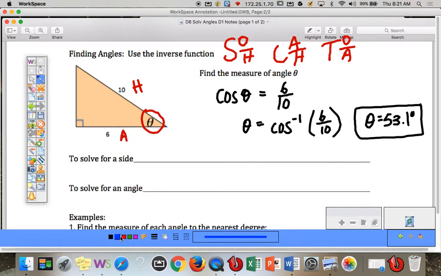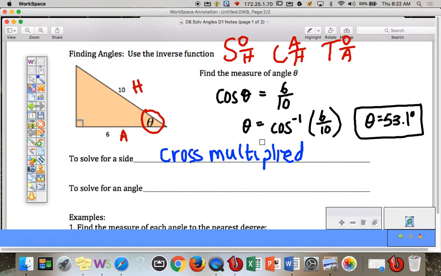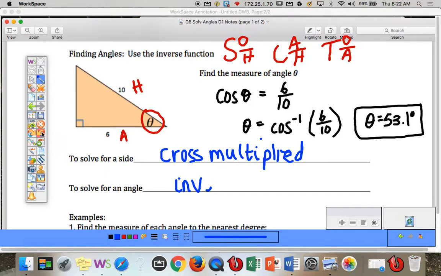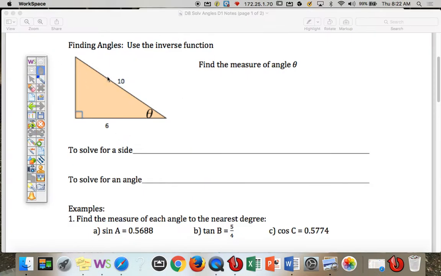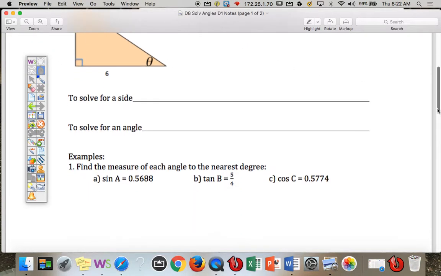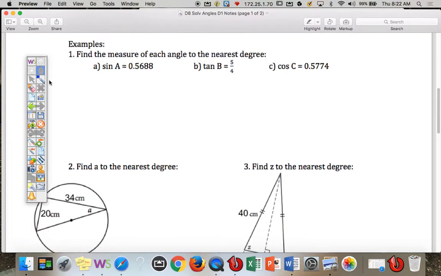So to summarize, to solve for a side, remember from the warm-up we cross-multiplied and solved. And to solve for an angle, we are going to do something called take the inverse. Which looks like this right here. So let's do several examples. Find the measure of each angle to the nearest degree.